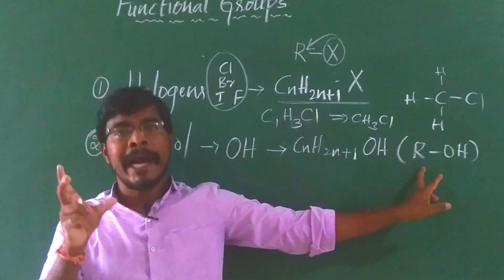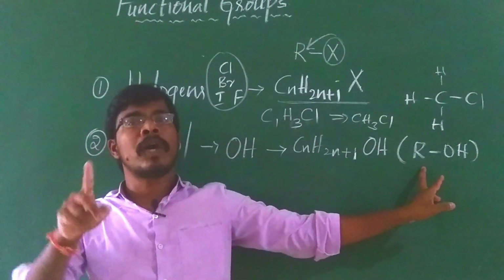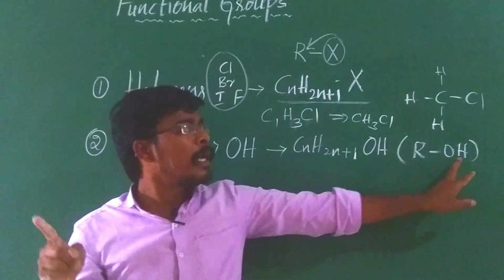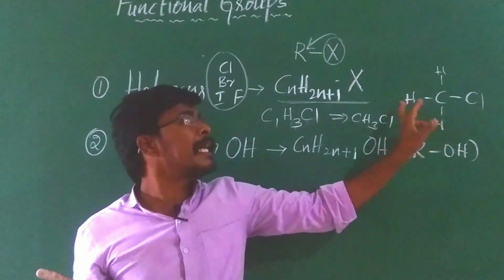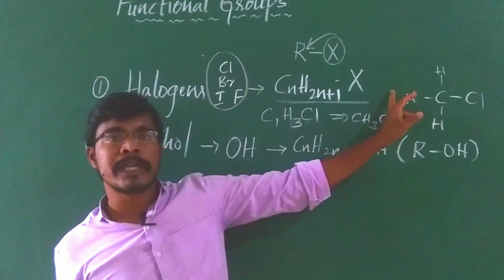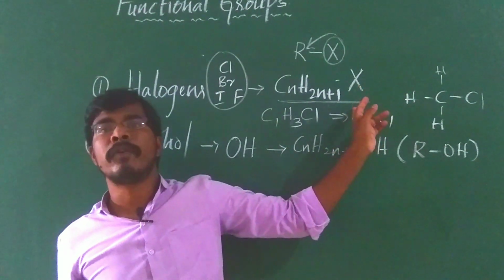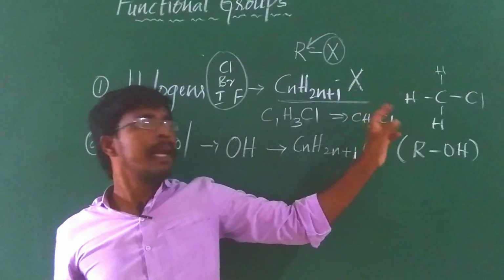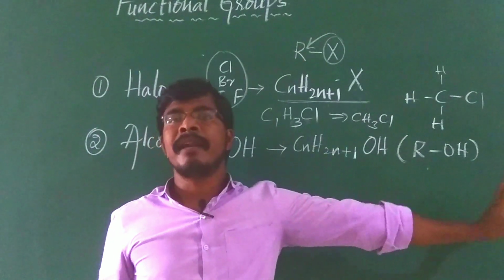It's nothing but hydrocarbons only. In that hydrocarbon, one hydrogen is removed and an OH group is attached. In the halogen case, one hydrogen is removed and chlorine, bromine, iodine, or fluorine, any one, is attached. So ROH is the general formula.